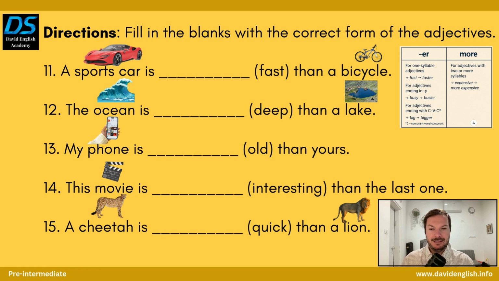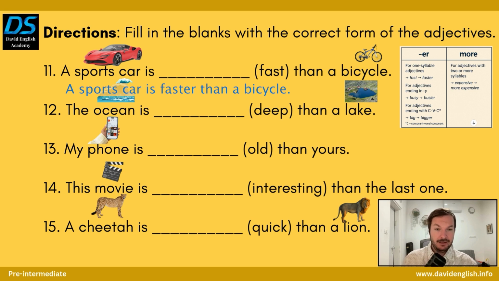Let's go through this. A sports car is... it's fast than a bicycle. Now, the word fast is going to be faster. So a sports car is faster than a bicycle. Again, a sports car is faster than a bicycle.